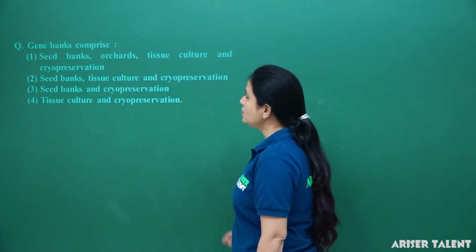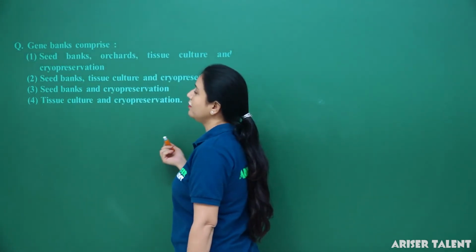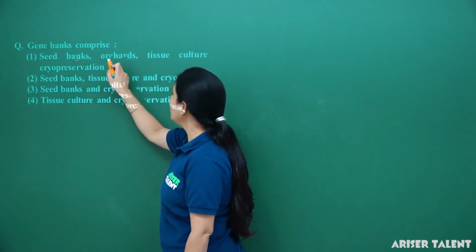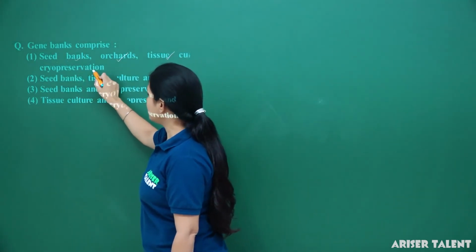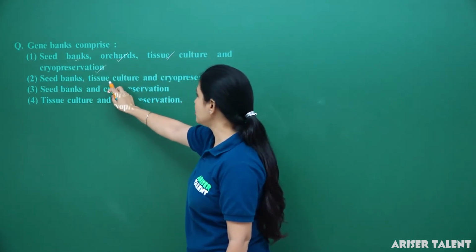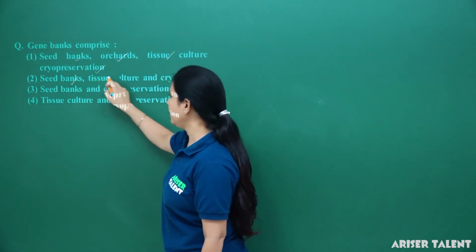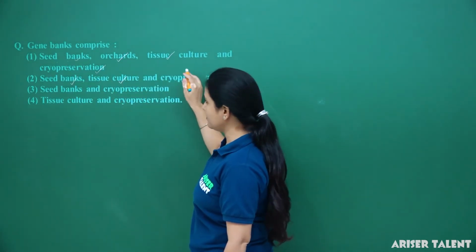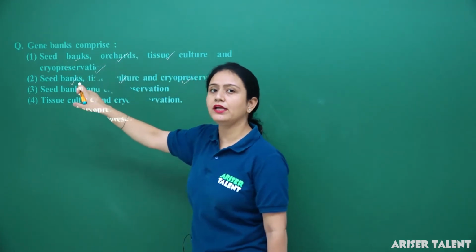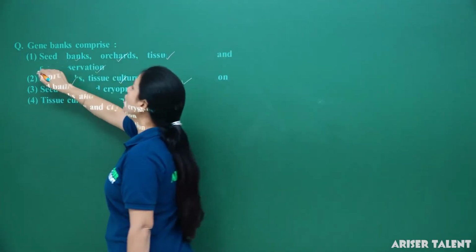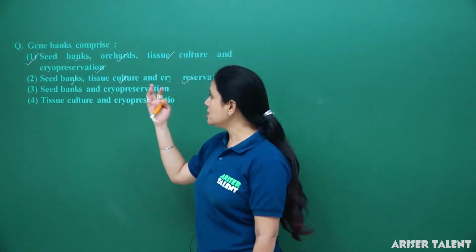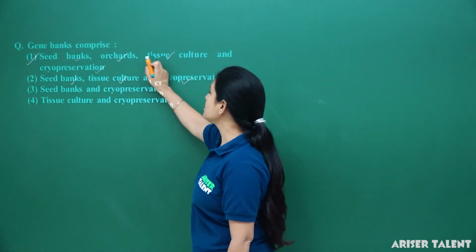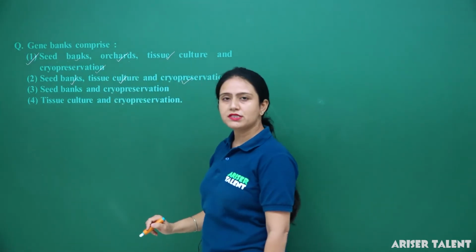Next is, gene bank comprises what? Seed bank, okay. Orchards, okay. Tissue culture, yes. Cryopreservation, yes. Seed banks, okay. Tissue culture, yes. Cryopreservation, they all are included there, but the main thing is that it contains orchards also. So the most suitable answer is option 1. That is, we can say that gene bank contains seed banks, orchards, tissue culture and cryopreservation. Clear?